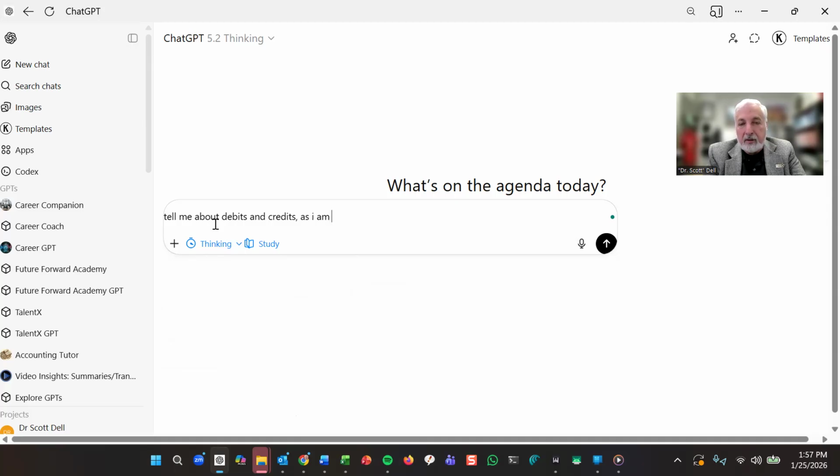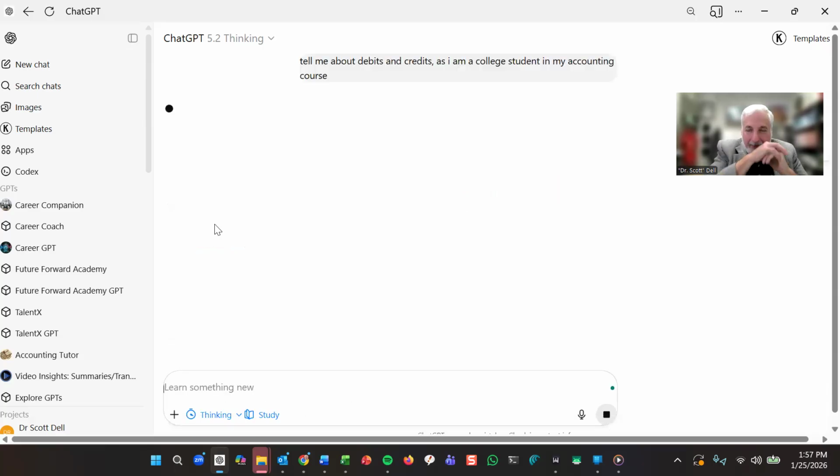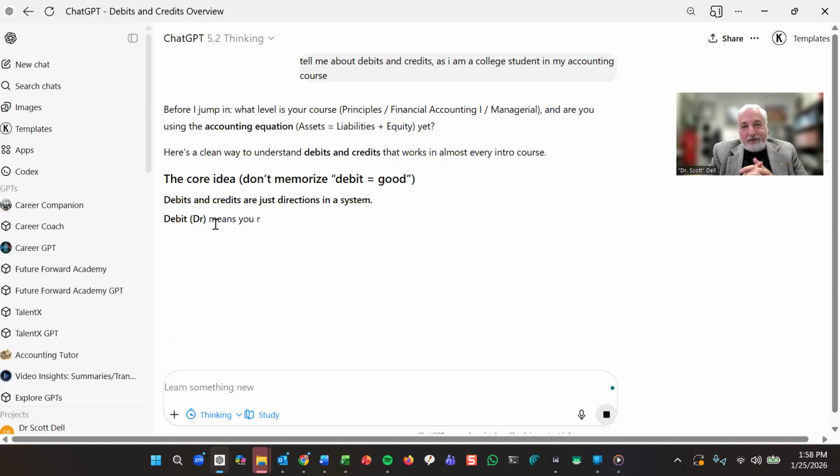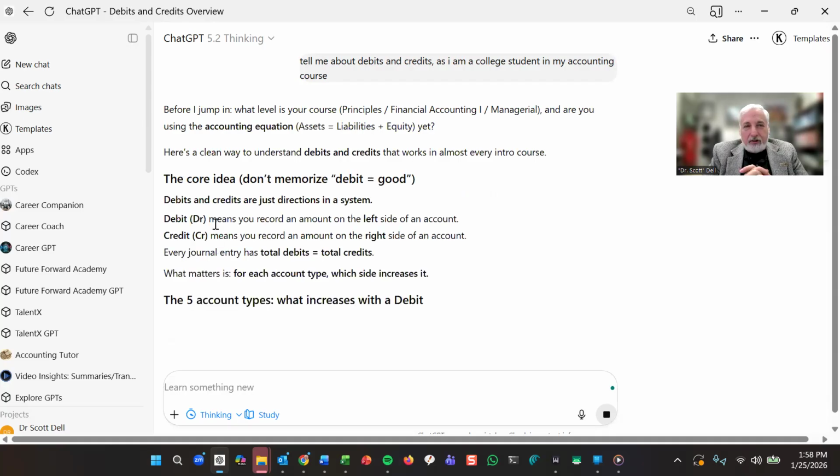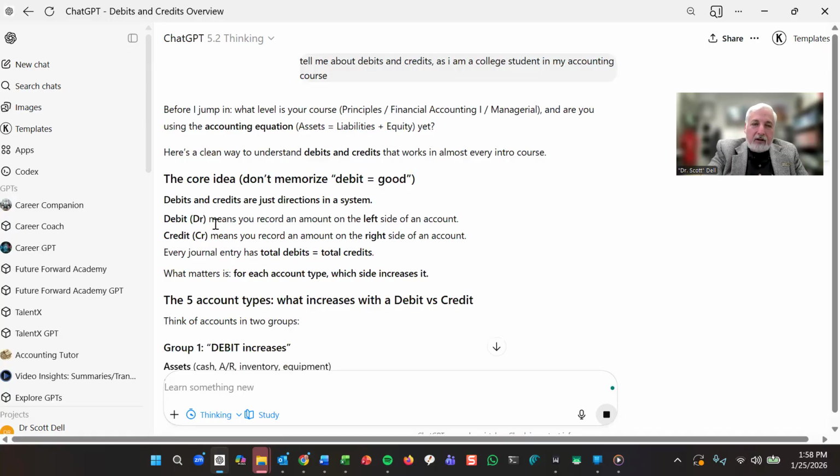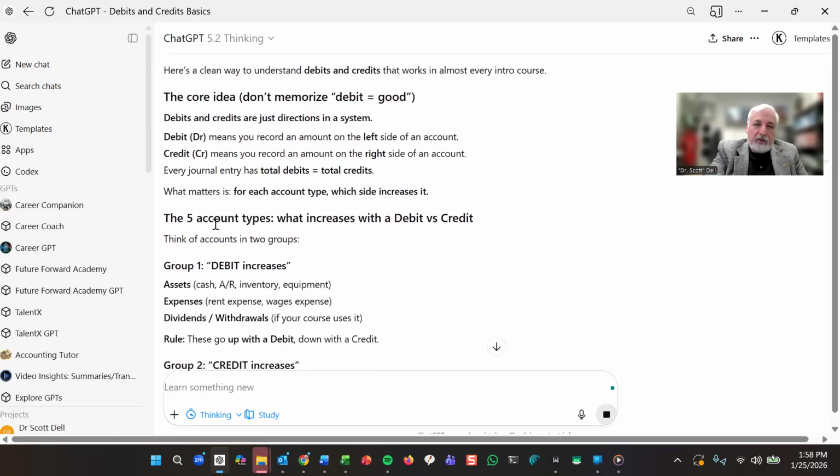As I am a college student in my first, second, or third college level accounting course. Let's see what it does. Let's see how it explains it. See if it helps clarify anything that might still be confusing as we go. Before I jump in, okay, it's asking what level: principles, managerial, accounting equation. Very understandable debits and credits.